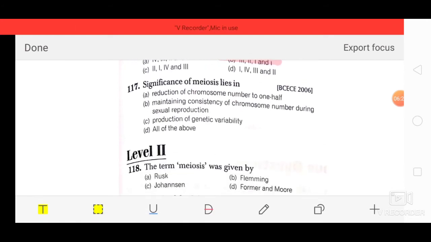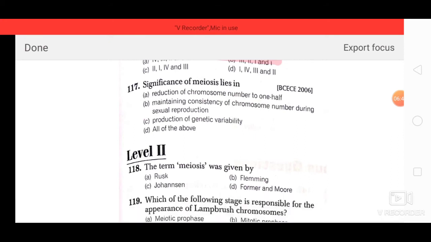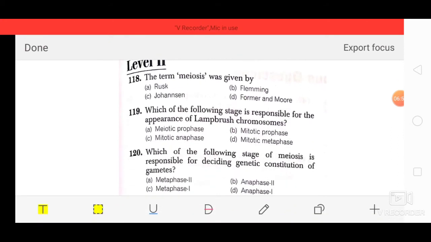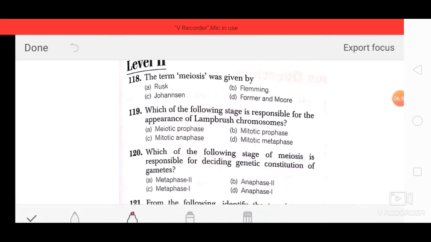Okay, next is: significance of meiosis lies in, means significance of meiosis का significance क्या होता है. Since meiosis is a reductional division in which chromosome number is reduced to half, that is haploid, it is observed in sex cells only, that is male and female gametes. Crossing over during meiosis is responsible for producing genetic variability. So option D is our right answer, that is all of the above. Okay, next is: the term meiosis was given by, means term meiosis को किसने दिया था. Meiosis term was coined by Farmer and Moore in 1905. So option D is the correct one.